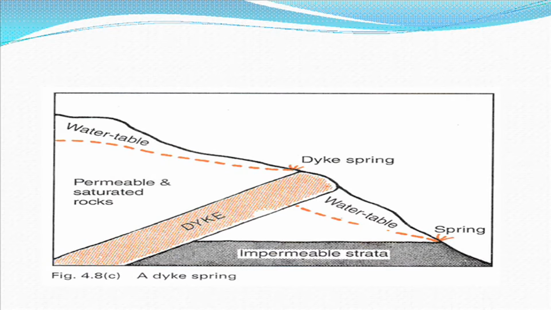Permeable and saturated rocks always absorb water, so the water table level is noted at the orange point. At the end of the dike point, a spring occurs. This spring is called a dike spring.